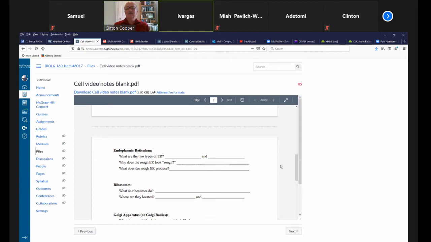What were the two types again? It kind of cut off. I know, and I'm sorry. Rough and smooth. Rough ER has the ribosomes that attach to it, and it makes proteins. Smooth ER does not have those, doesn't have the ribosomes, so it's not making proteins. It could store them, but it can't build them. Thank you. Okay.